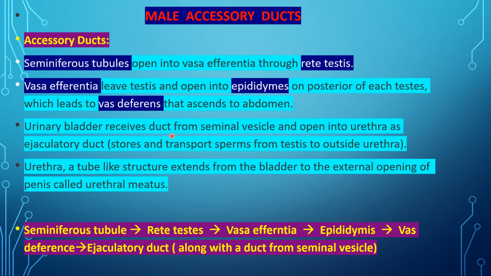where the sperms are stored from the testes. So what is urethra? It is a tube-like structure that extends from the bladder, and it continues throughout the penis, and it opens at the end, the external opening of the penis called the urethral meatus. And this is the line of connection, how the contents are transferred from the seminiferous tubule to rete testis to vasa efferentia, epididymis, vas deferens. Ultimately, it reaches the ejaculatory duct, where you have a duct from the seminal vesicle also.